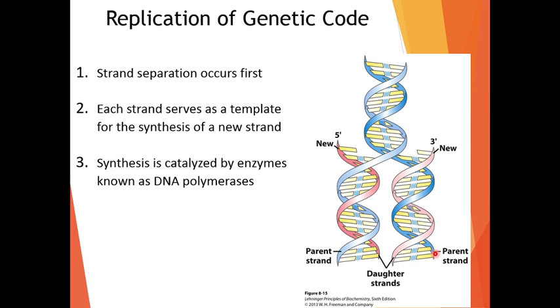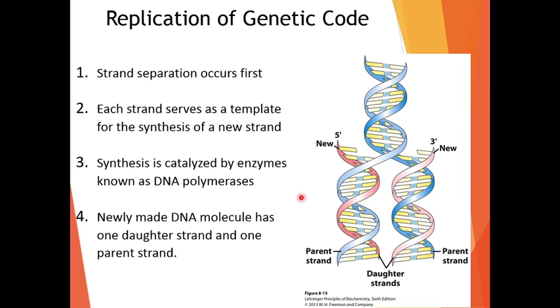Synthesis of the new strand, as shown here in red color, is catalyzed by enzymes known as DNA polymerases. The newly made DNA molecule has, as you can see, one daughter strand and one parent strand. And this is precisely how DNA replication happens. And this can, in fact, store genetic code.